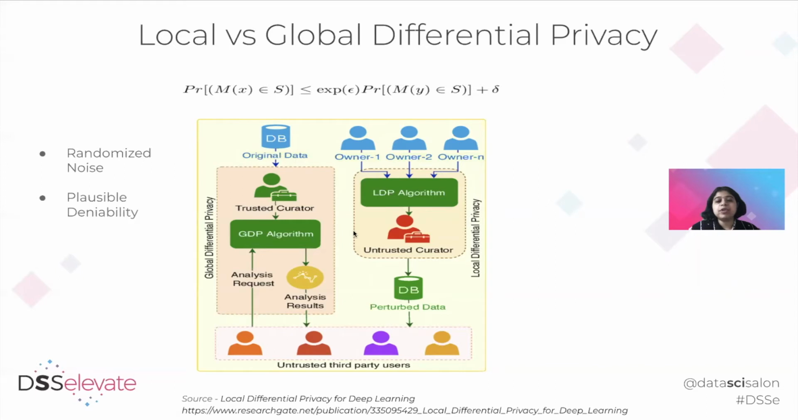But both of these systems have the major requirement that randomized noise needs to be added, and it ensures plausible deniability, so no one from outside, like an attacker during adversarial attacks, can point out that this data belongs to this data set, or even a single user's information. It should not get leaked.